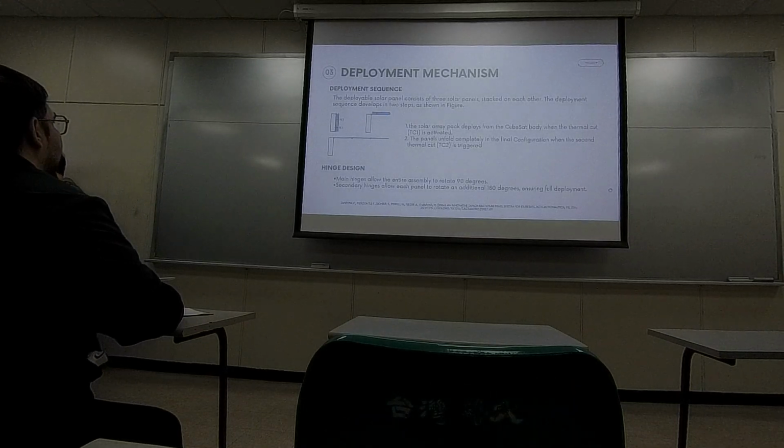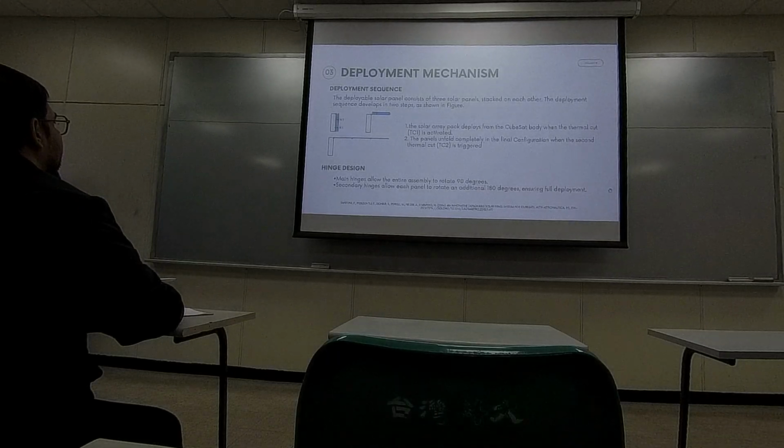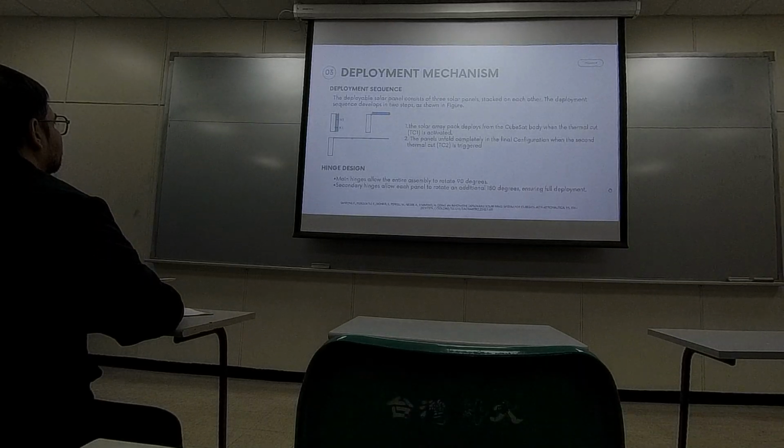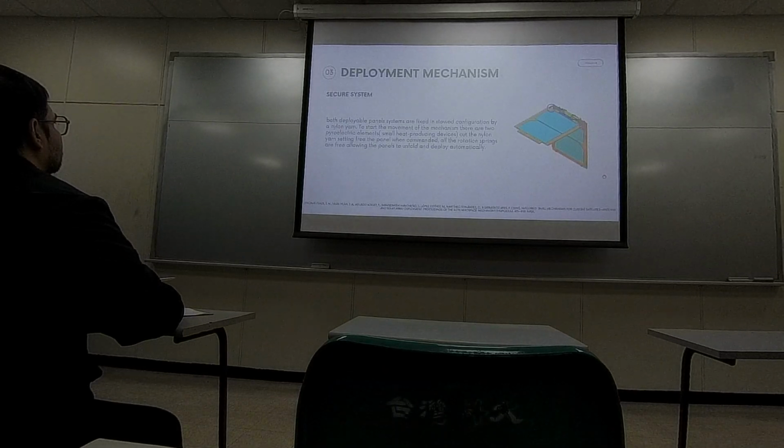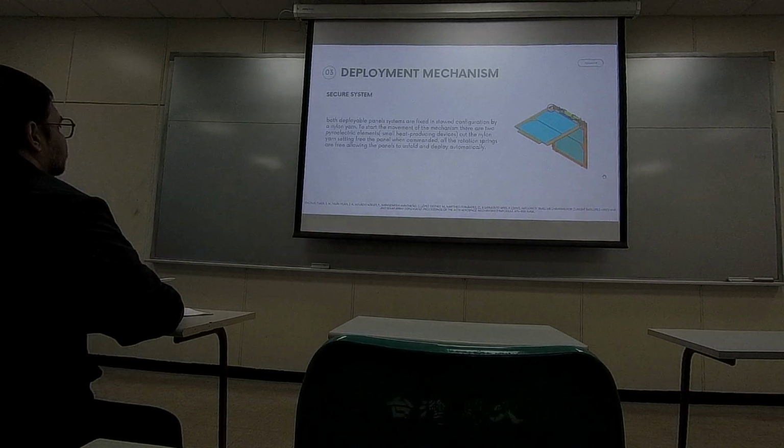And the third part is the deployment mechanism. To unfold the solar panel, the design is two hinges and two thermal cuts. And we will introduce the thermal cut on the next slide. For the hinges, the main hinge allows the entire assembly to rotate 90 degrees, and the second hinge allows the panel to rotate 180 degrees. And the panel is deployable. They are fixed with nylon yarn, and the thermal cut can heat the nylon yarn to cut it so the solar panel can unfold.